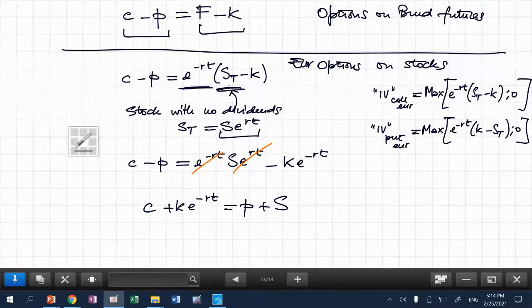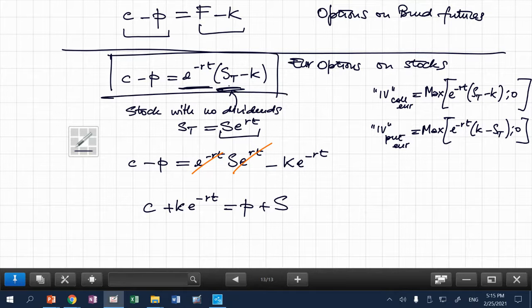Okay, that's one specific case, just the case in which you have no dividends. My personal suggestion is keep in mind this formula, because independent of whether you have no dividends, one discrete dividend, 20 discrete dividends, one continuous yield, it works all the same, just with a different S_T inside, okay?